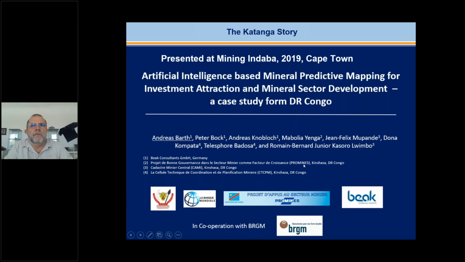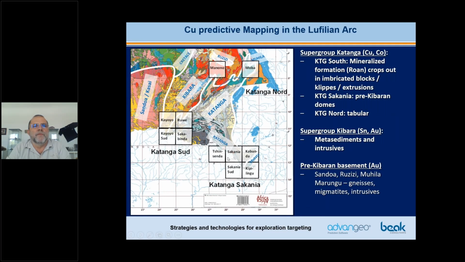A few words about the Katanga Belt. This is a project we were working on behalf of the respective ministry of the Democratic Republic of Congo 2 years ago. The famous Ophiolitic arc, southeast of Congo, in between Congo and Zambia.